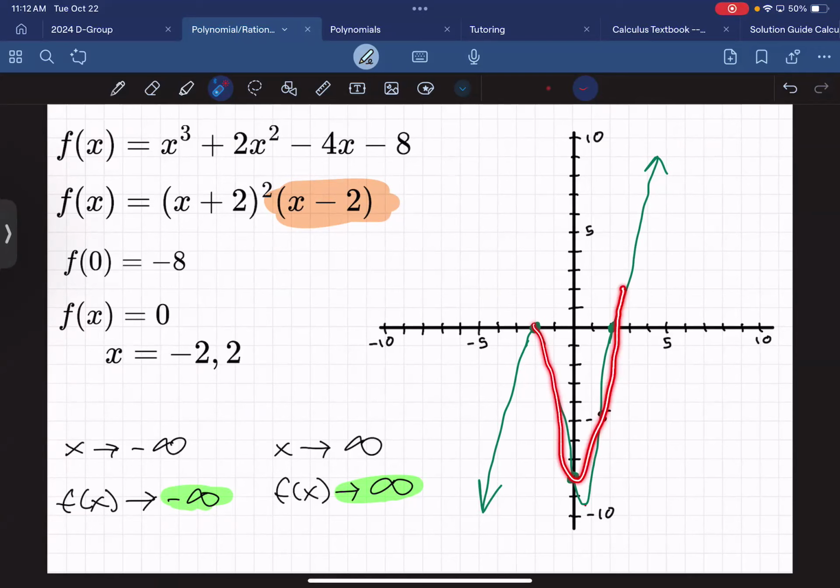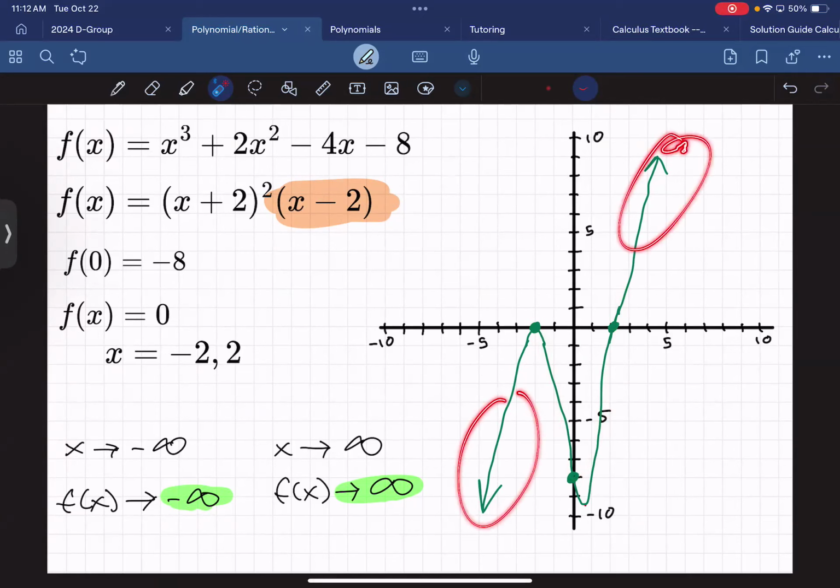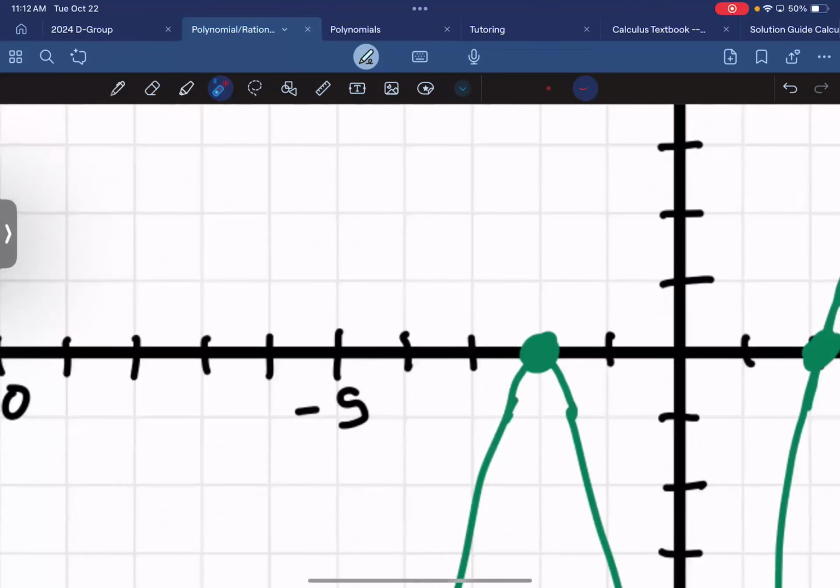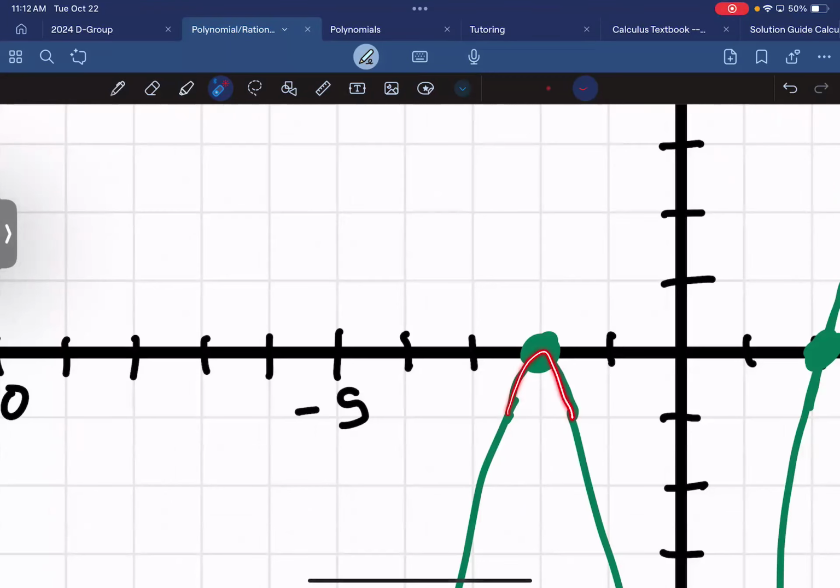Is that clear to everyone? So know that I'm not looking for perfection. Things that I'm going to check for: are we agreeing with what our end behavior should be? Okay. The second thing, do we have our x-intercepts in the correct place? And are we using the correct number of x-intercepts? And then when I look at that, did we treat the x-intercept behavior correctly?